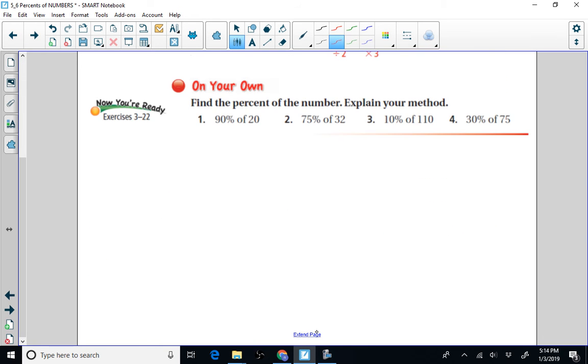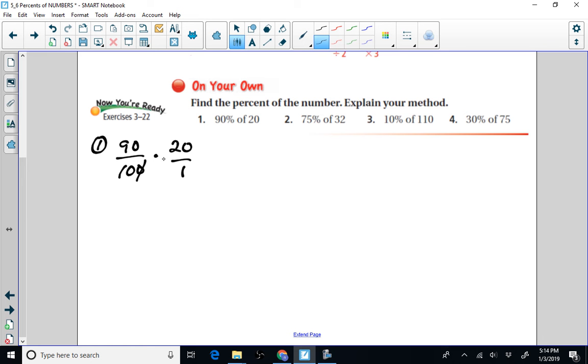Right? So let's take a look at some of these examples down here. Right? And we can use different strategies. 90% of 20 is going to be, let's do number 1 here. It's going to be 90 over 100, right, times, right, 90% of 20, right, that's going to be 20 over 1.